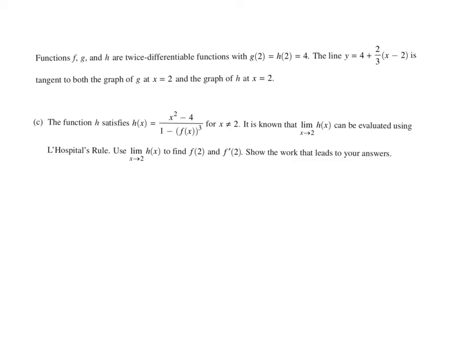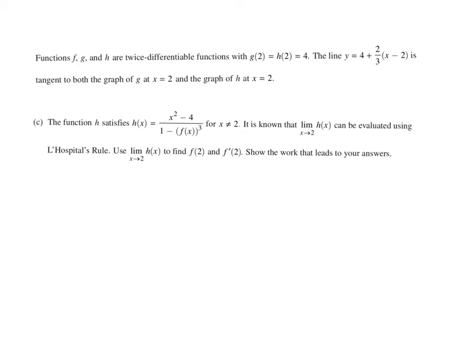So for that function, it satisfies h of x equals x squared minus 4 over 1 minus f of x to the third power for x not equal to 2. They tell us that the limit can be evaluated using L'Hopital's rule, and they want us to use the limit to find f of 2 and f prime of 2. So let's look at this step by step.